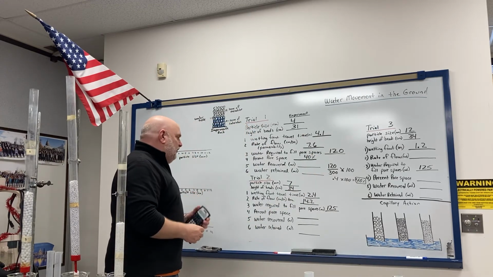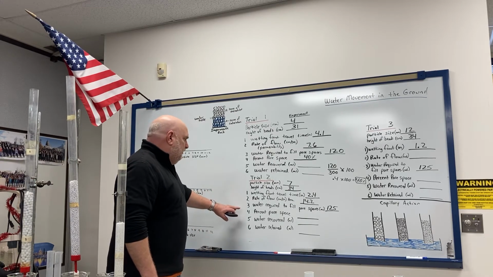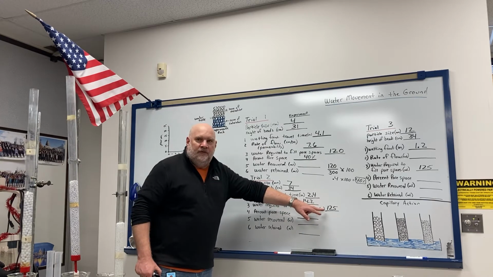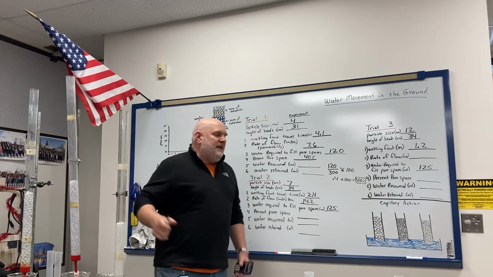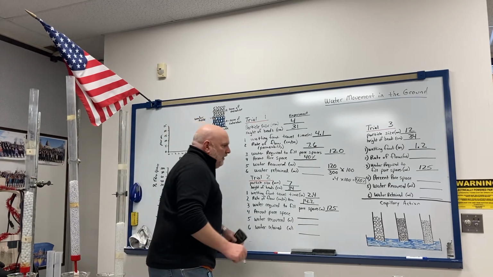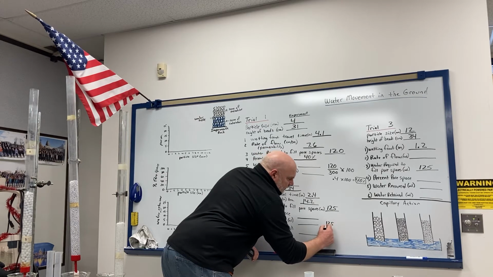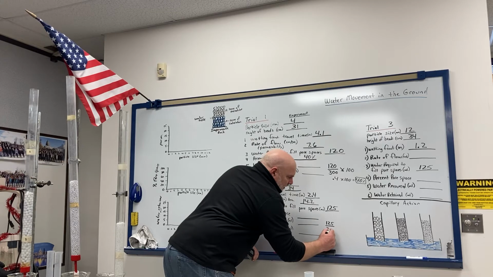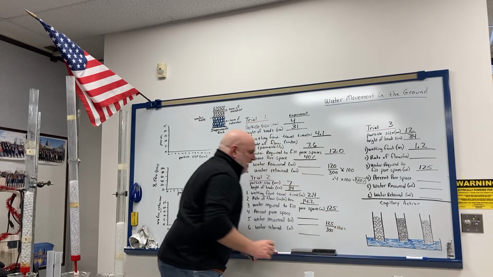Now for trial 2, same procedure. I had to pour in 125 milliliters to fill the pore spaces. There was about 300 milliliters of beads in there. So how I go about finding it, I do 125, how much water it took to fill. There are 300 milliliters worth of beads. I take that whole thing and I multiply it by 100.